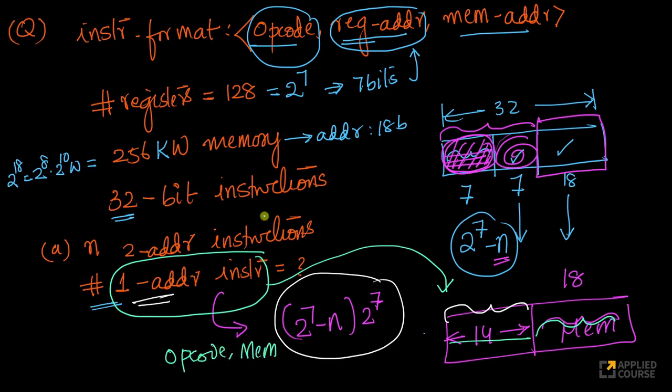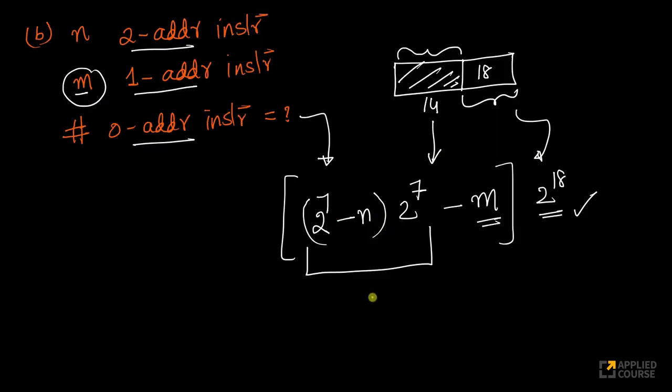But I could also have a different 1 address instruction. This is one possibility. What if the other possibility that I have here is this? My 1 address instruction is opcode, comma, register. Not the memory, my register. Then this whole number will change. If that's the case, this whole equation will change now.